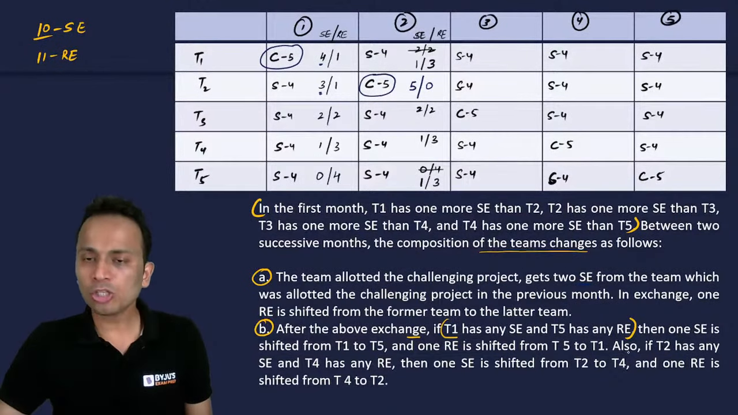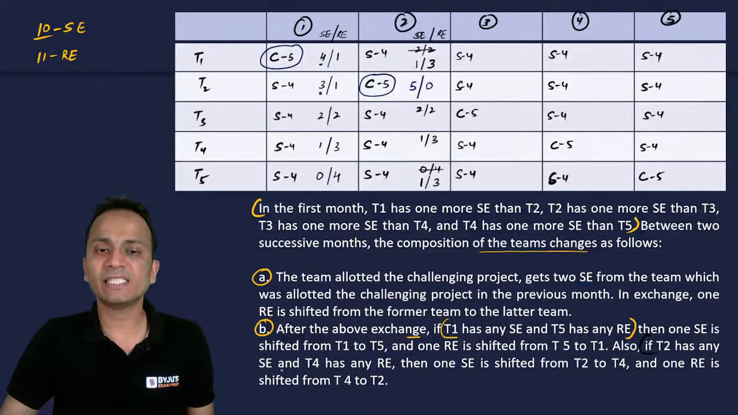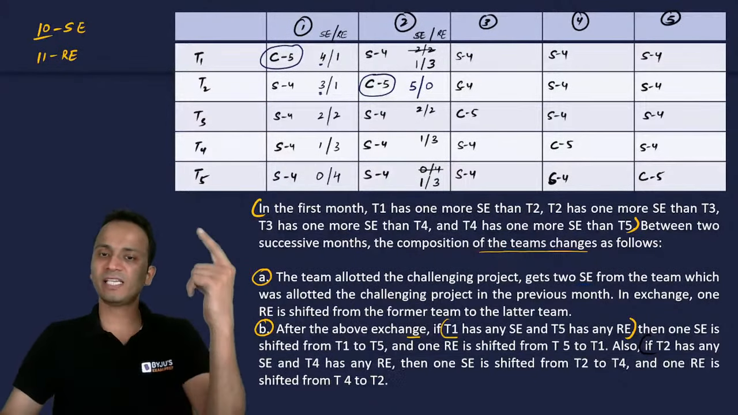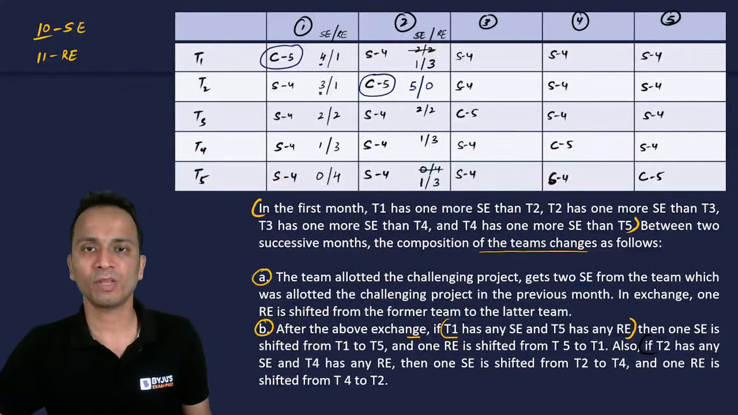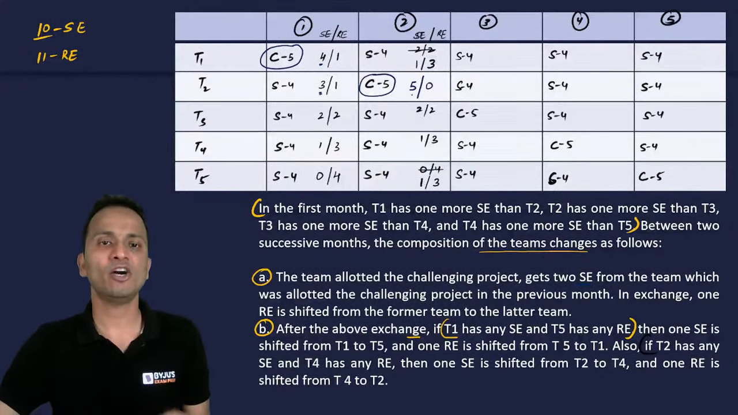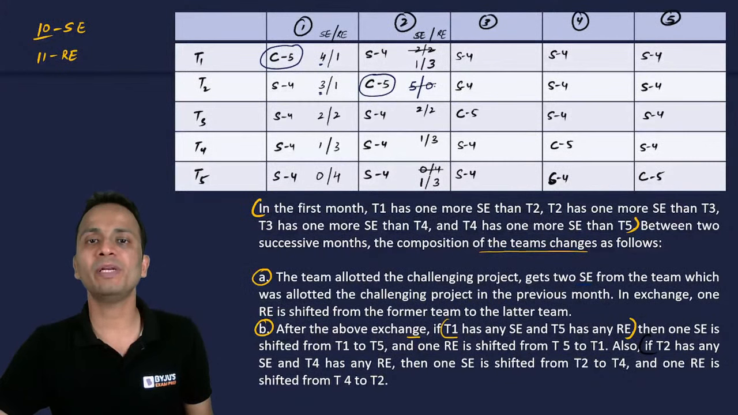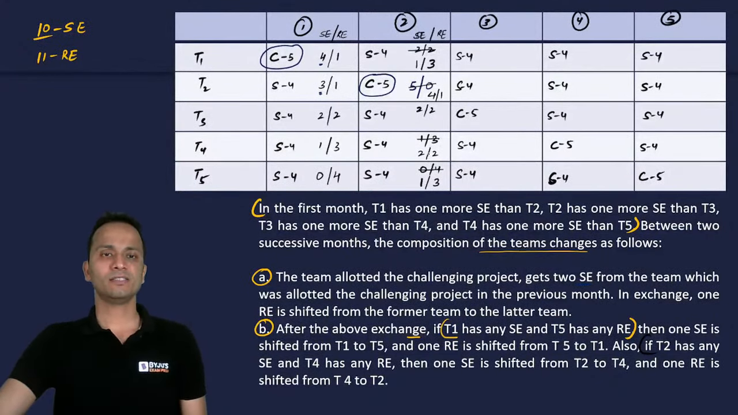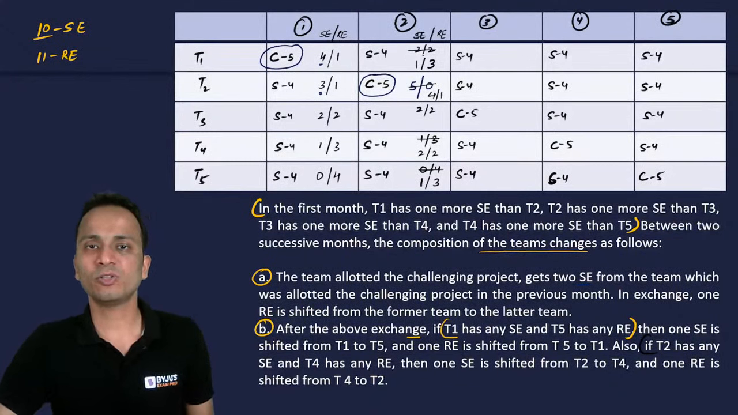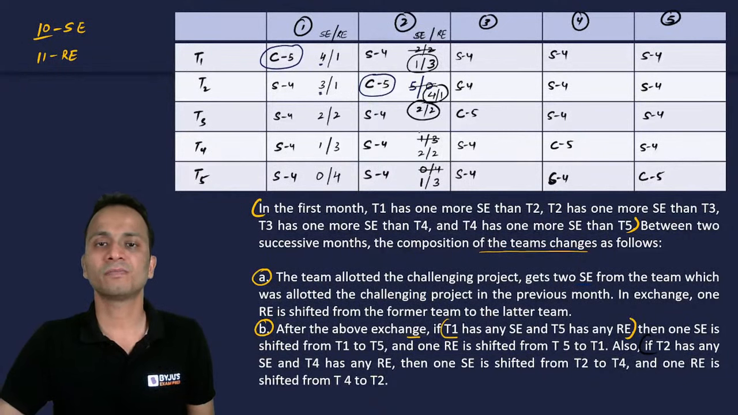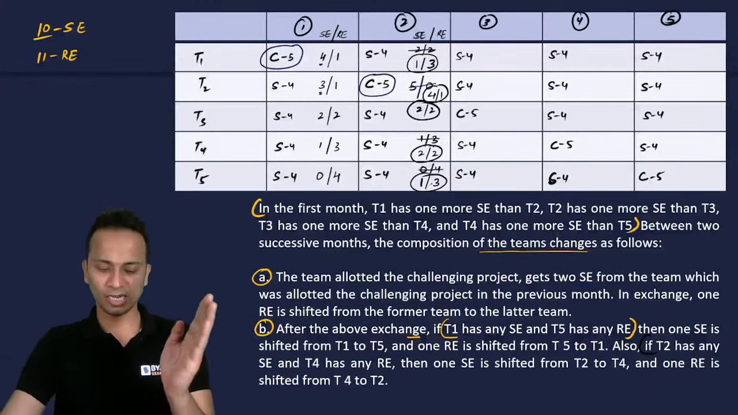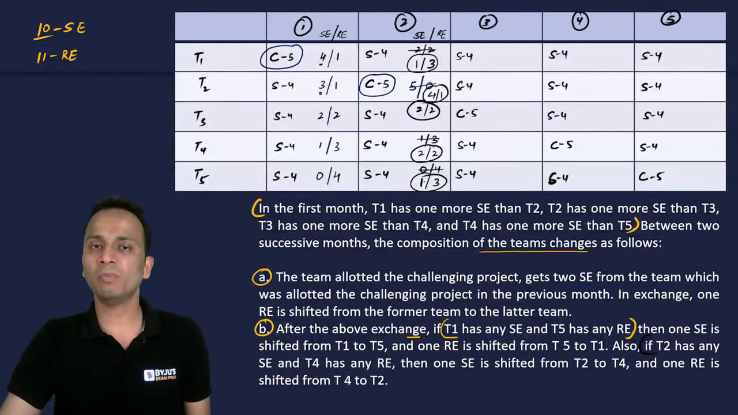डन. Also, if T2 has any SE and T4 has any RE, same thing will be done between T2 and T4. Okay, so T2 के पास SE है और T4 के पास RE है, so same thing will be done. ये क्या बन जाएगा, 4/1 and this will become 2/2. All right, between T2 and T4. So this is the actual number of SE-RE combination, okay, now that they will have, which I have circled. So this is done from month number 1 to month number 2.